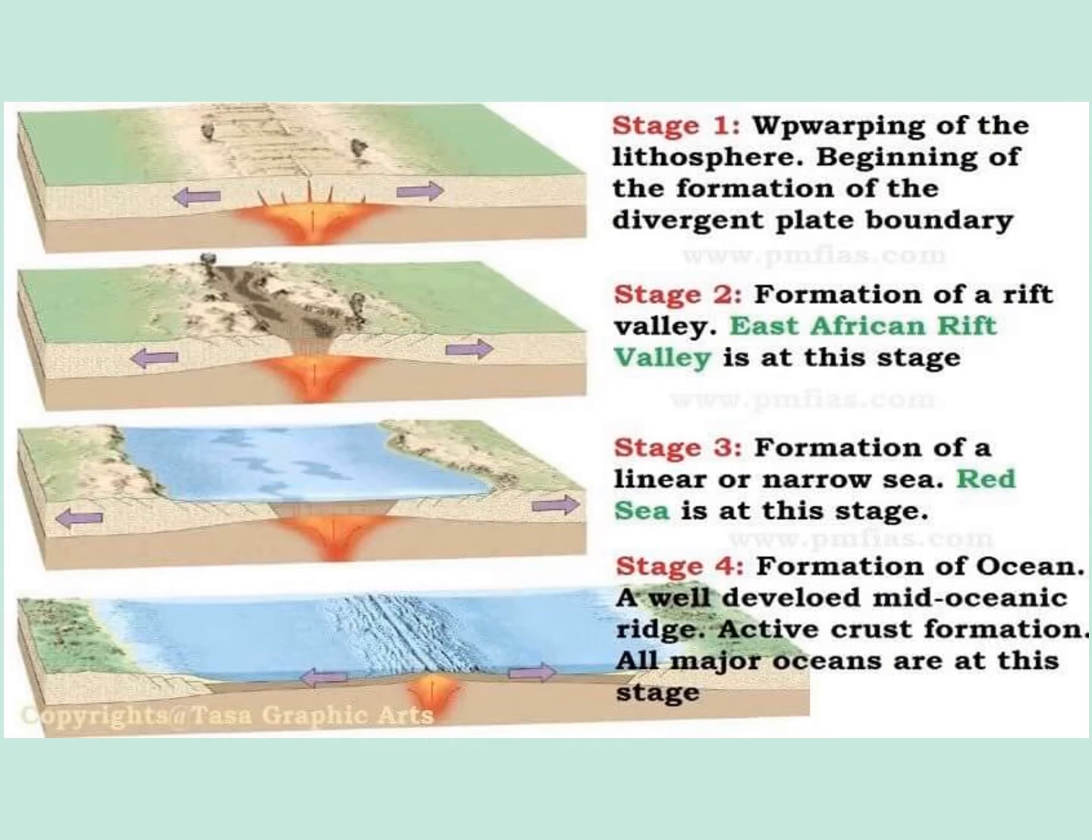These pictures illustrate the steps that occur in a situation like this. First, you get warping of the lithosphere and the beginning of the formation of the divergent plate boundary. Then you see the formation of a rift valley, and the East African Rift Valley is at this stage. Next would come the formation of a linear or narrow sea. The Red Sea is at this stage, and eventually you will see the formation of ocean with the well-developed mid-oceanic ridge.